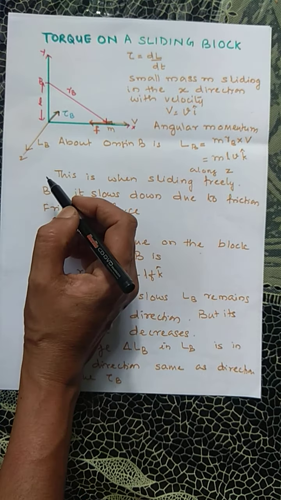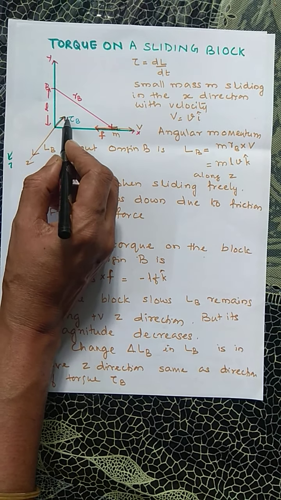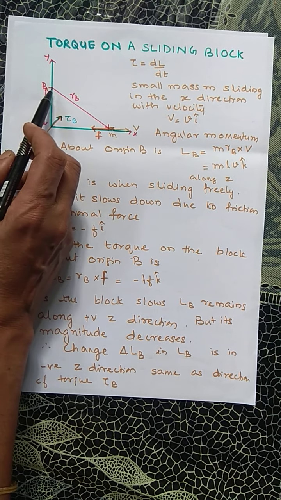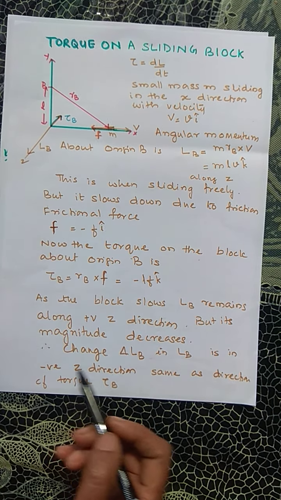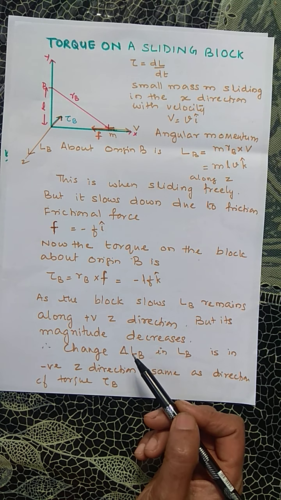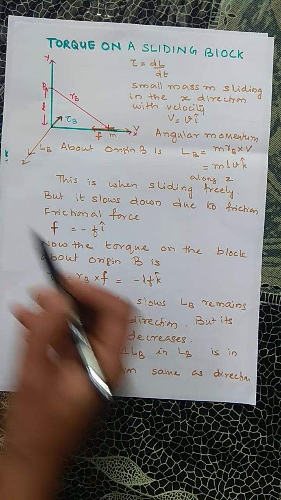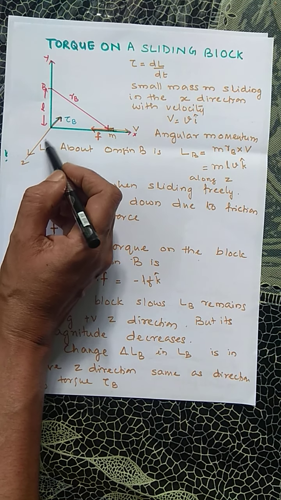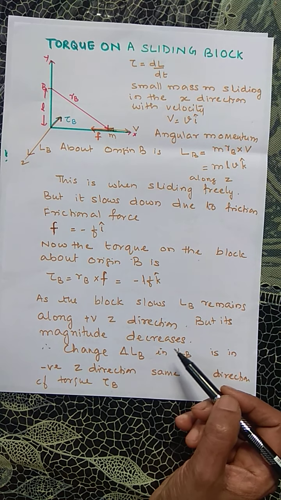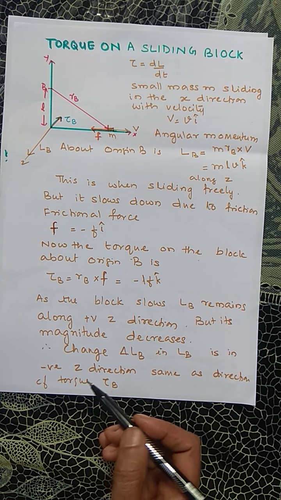It is in the negative Z direction. So the angular momentum is along the positive Z direction, and the torque is along the negative Z direction. This is the direction of the torque tau B about the origin B. As the block slows down due to friction, the angular momentum LB remains along the positive Z direction. The direction of angular momentum remains the same, but its magnitude will decrease due to the frictional force.